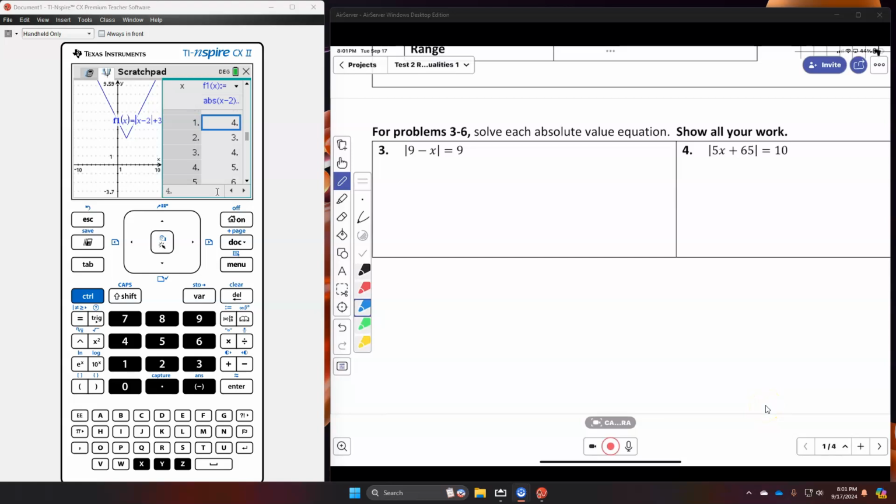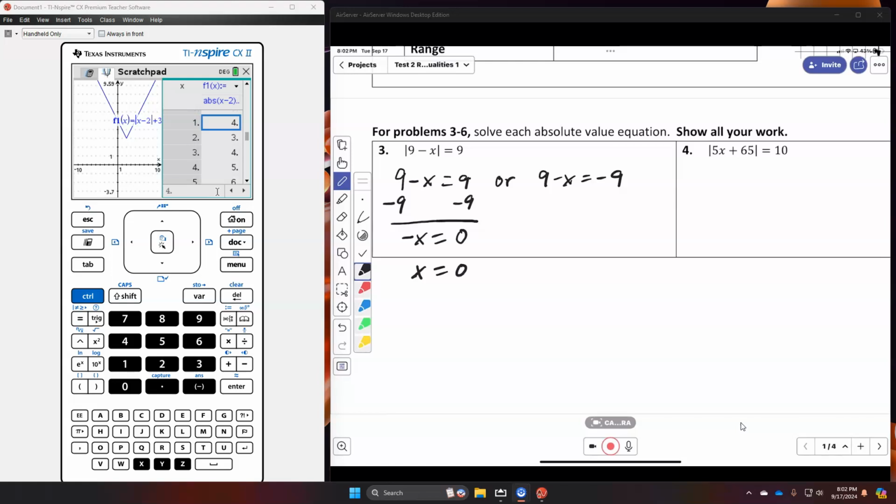I'm going to show you how to solve this equation algebraically. So you notice that we have the absolute value of 9 minus x equals 9. So that's what we want. So we have 9 minus x equals 9, or 9 minus x equals negative 9. And now you can go through the process of solving for x. So you subtract 9 from both sides. So you have negative x equals 9 minus 9, which gives us 0. So x equals 0. So that's the first answer.